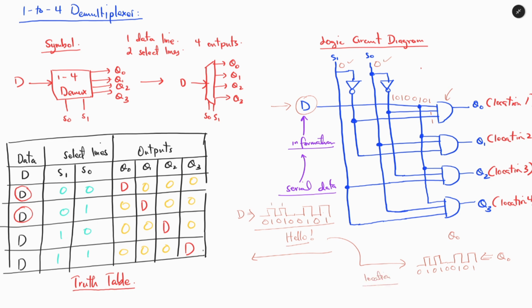So you can see that this location 1 is Q0. You can do the same for all of these to prove that the data available here at D is the same at Q0, the same as the input. So with these select lines, we are selecting the location of the output of the demultiplexer. By carefully selecting the select line, we can specify the output of the demultiplexer to pass the data which is coming as an input.